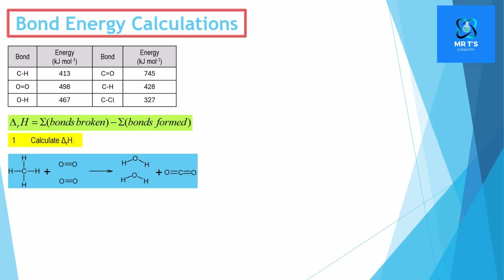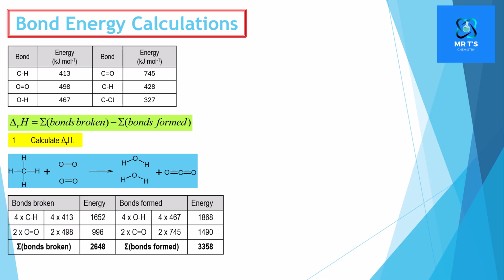So if we put this into nice tidy rows and columns in a table, I can calculate that 4 CH bonds gives me 1652 joules of energy, and 2 oxygen double bond oxygen bonds are 996. I can then add all of that up and work out how much energy it would take to break all of the bonds, and I can do the same on the other side to work out how much energy it takes to form all of the bonds.